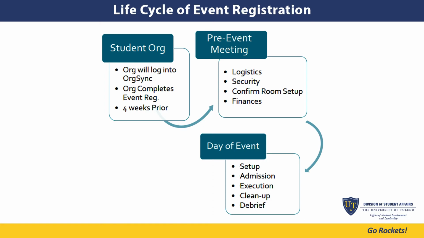Once a student organization has submitted their event application through OrgSync, at least 4 weeks prior to their event, they will be contacted by the events coordinator in the Office of Student Involvement and Leadership. Not all student organizations and their events will require a pre-event meeting, but for organizations with large programming, a pre-event meeting must occur to discuss logistics and setup. On the day of the event, the organization will be responsible for setup, admission, and execution of the event.